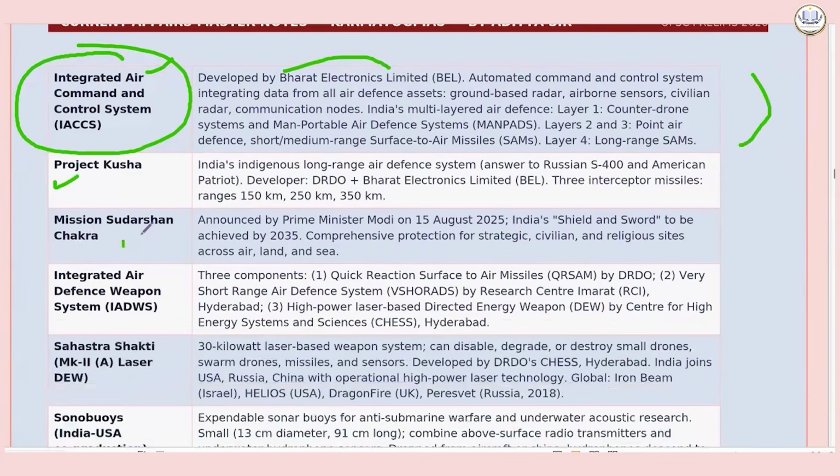Then we have Mission Sudarshan Chakra. This was announced by the Honorable Prime Minister on 15 August 2025. That is India's shield and sword to be achieved by 2035. Comprehensive protection for strategic, civilian, and religious sites across air, land, and sea, all three.